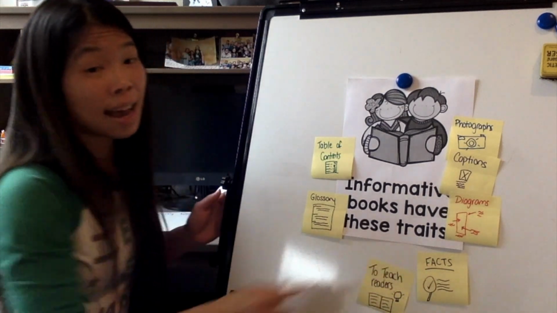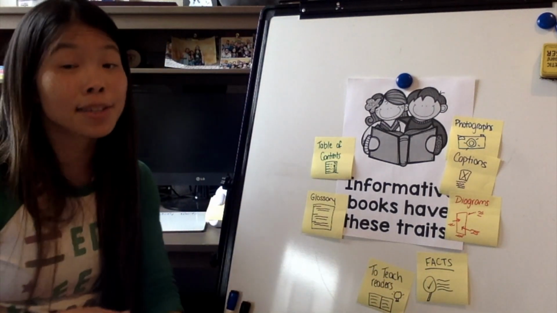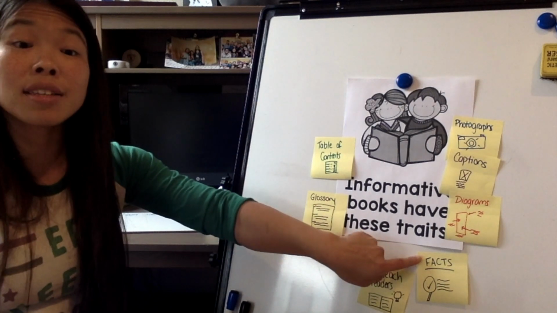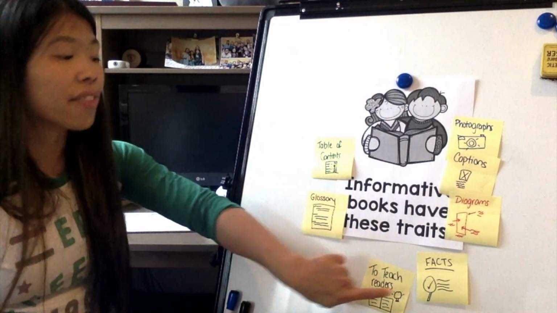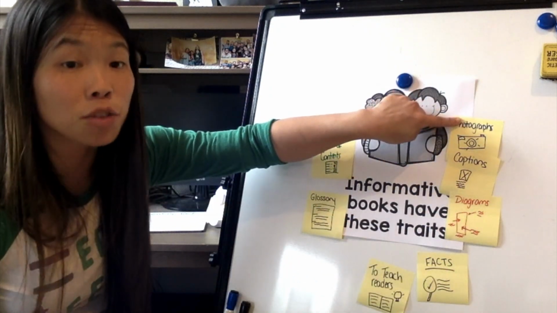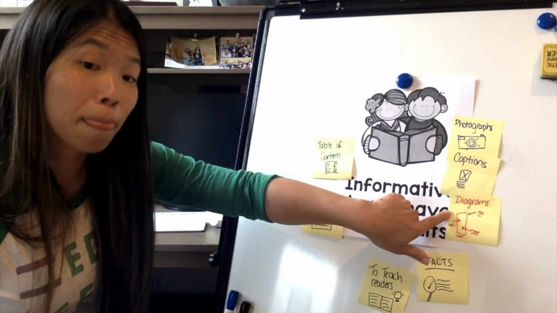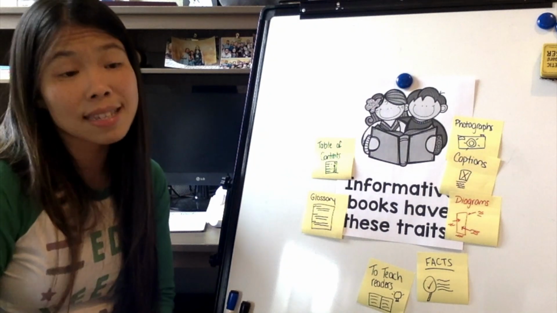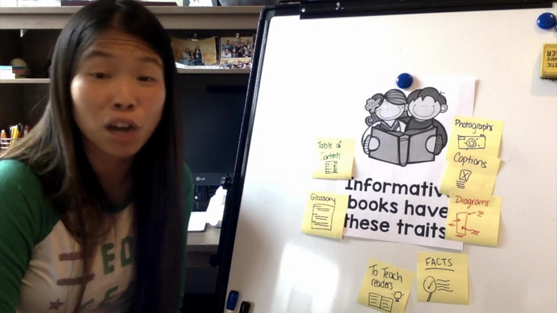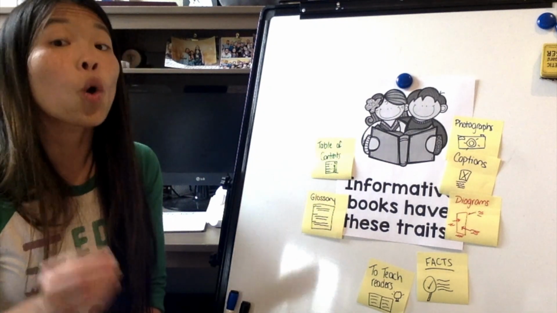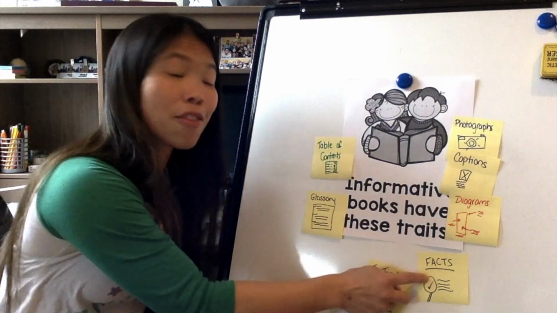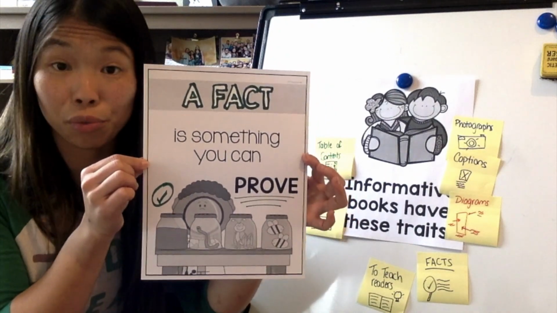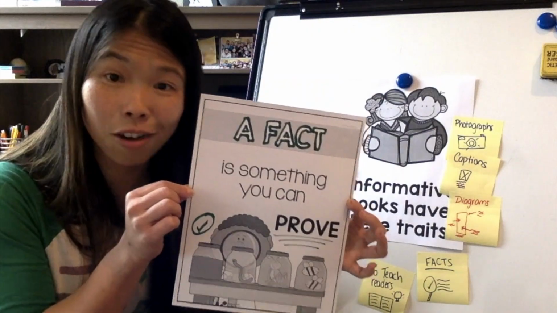So we are going to dive a little deeper into what facts are. All informational texts have facts, and we use these facts to teach our readers. These facts can come in the form of photographs with captions or diagrams. These are all different ways that we can give information about things we already know about. We're going to need to know this because we are going to dive into research projects of our own soon. And to be good researchers, we need to understand the difference between what is a fact and what is not a fact. A fact is something you can prove. A fact is either right or it's wrong.